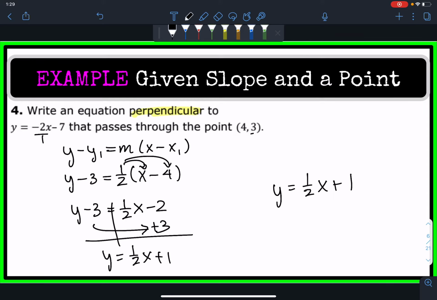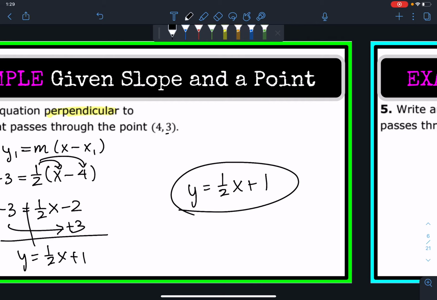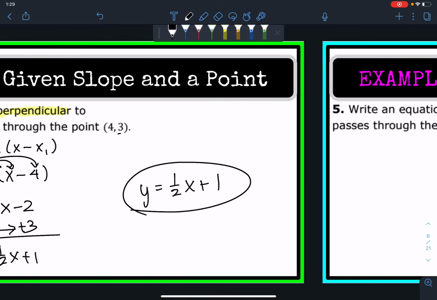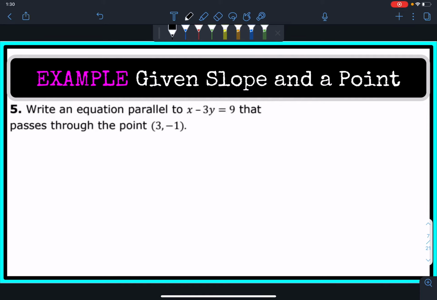And there's the equation of your line. So now for the next one, we're again going to use this formula right here, but this is going to require us to do one additional step, because you're going to notice that this equation here is not written in the slope-intercept form.